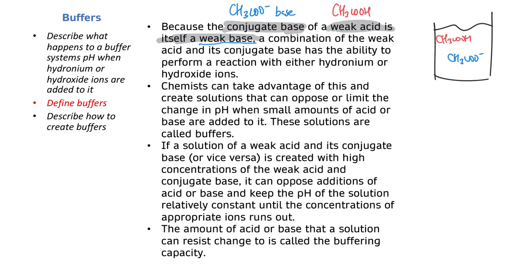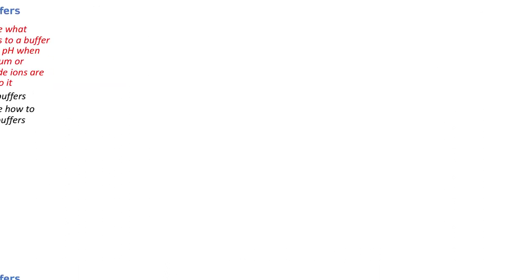So if a solution of a weak acid and its conjugate base is created with high concentrations of both the weak acid and conjugate base, it can oppose additions of acid or base and keep the pH of a solution relatively constant until the concentration of appropriate ions runs out. And we'll go through that in a diagram in a moment. The amount of acid or base in a solution that can resist is called its buffering capacity. So let's go through this idea.